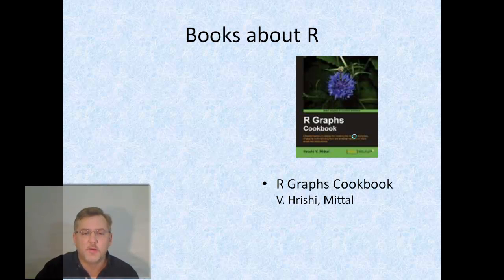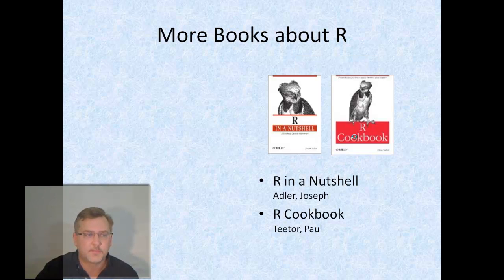Another good book about R is the R Graphs Cookbook by Mittal. This book has a number of illustrations and examples of very beautiful graphs, and as a cookbook you can look up the type of graph that you want to produce, and there'll be instructions that are related to producing that particular kind of graph. For example, if you want to plot latitude and longitude data onto a Google map, there are instructions in this book on how to achieve that.